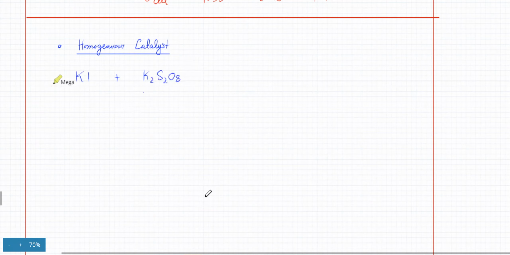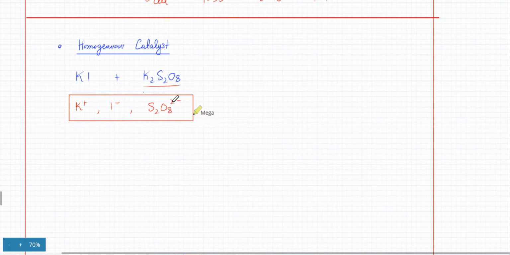The reactants that you have: K plus 1, you have I minus 1. Over here you have K plus 1, and S2O8 is 2 minus. I haven't written K twice because there's K plus 1 already written. So your solution, your container has K plus 1 ions, I minus 1 ions, and S2O8 2 minus. So these are the three reactants that you have.